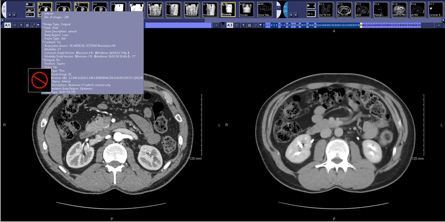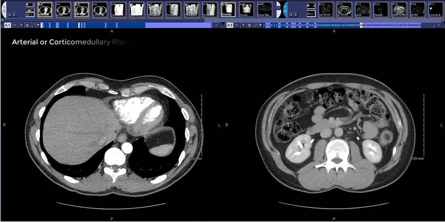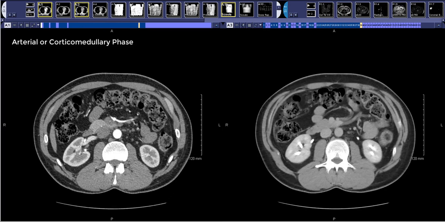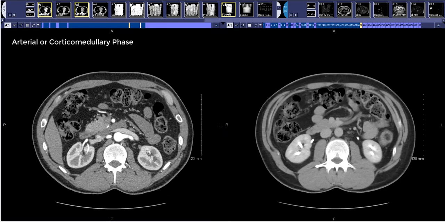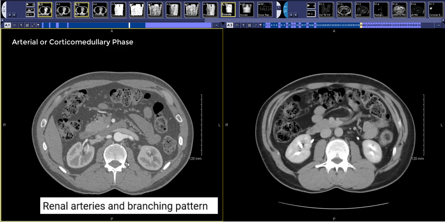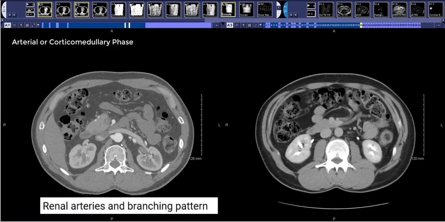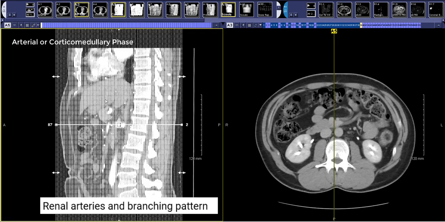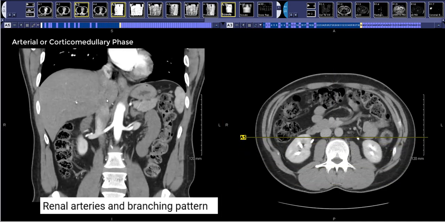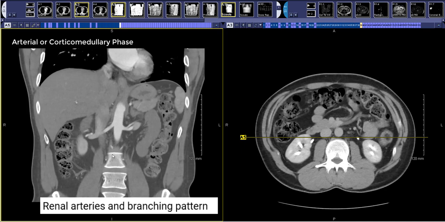The first phase that we get is the arterial phase, or some people call it the corticomedullary phase, because when you look at the kidneys, you can make out differentiation between the renal cortex here and the medullary pyramids. This phase is done with the main purpose of evaluating the renal arteries. So it's important to comment on the renal arteries, how many there are, and if there's any early branching. People have a lot of anatomic variance.